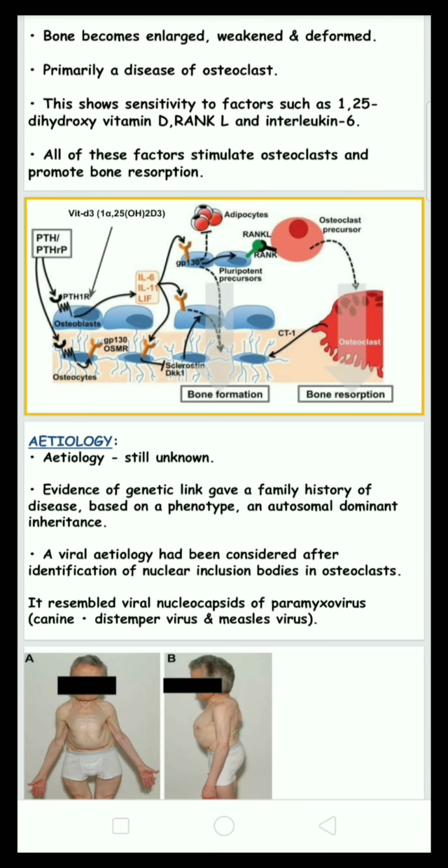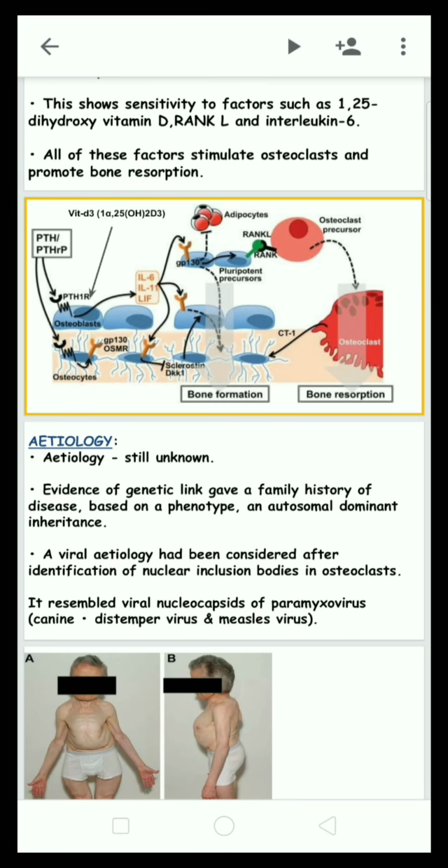The etiology is unknown. Sometimes it is said there is a genetic link; it is a family disease, with autosomal dominant inheritance. Autosomal dominant inheritance means that in a pair of chromosomes, one chromosome gets mutated, which leads to the dominant trait. Some also say it is due to viral infection, especially paramyxovirus, canine distemper virus and measles virus. These viruses get included into the osteoclast and stimulate the osteoclastic activity. Nowadays, these proposals are not accepted.